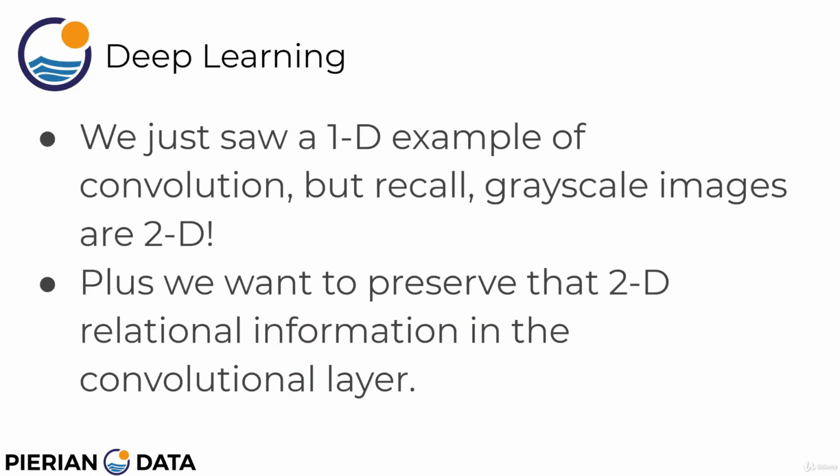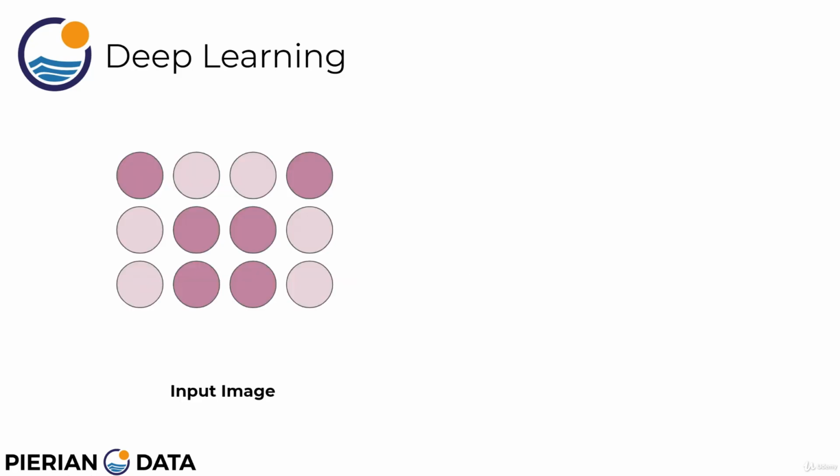So that was a simple one-dimensional example of convolution. But recall, these grayscale images, those are two-dimensional. And we mentioned that we wanted to preserve the two-dimensional relational information in the convolutional layer. And this is where our knowledge of those image filters or image kernels comes into play. So let's expand this now to 2 dimensions. And it's actually quite simple.